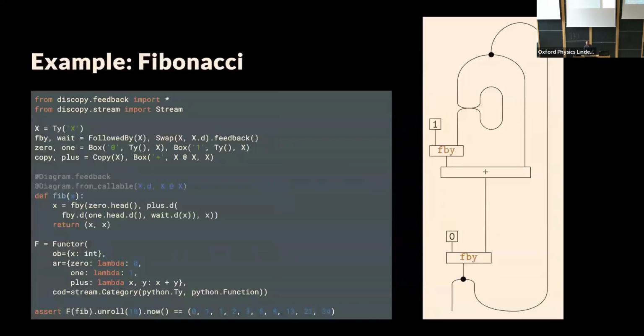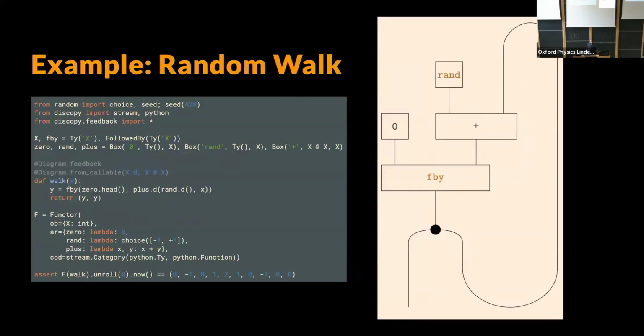And then we can interpret this in some semantics. Here's an example of a feedback diagram you can draw. It's a diagram for the Fibonacci sequence. The feedback of the swap is basically waiting 1 time step. You can interpret each of the boxes in this diagram as functions, like the 1 as the element 1, and the plus as the addition. This is done by this functor syntax, where you map each box to some function, and then you can unroll 10 time steps, and you get the Fibonacci sequence for 10 time steps. And then you could put any functions in there.